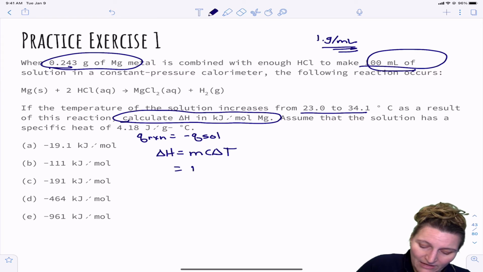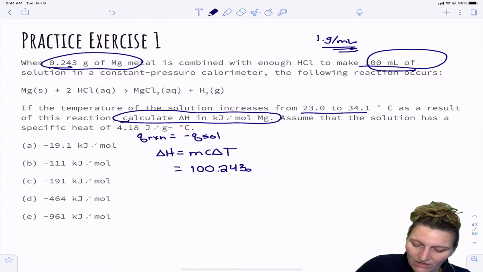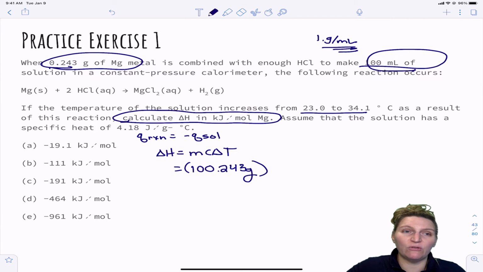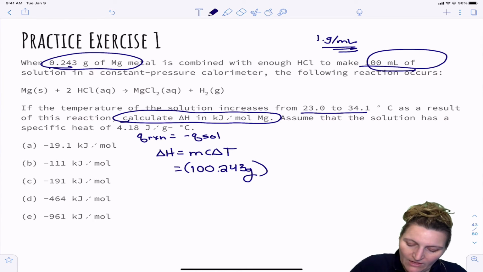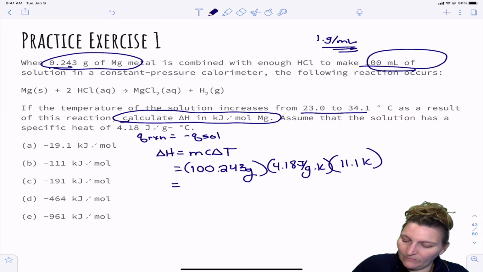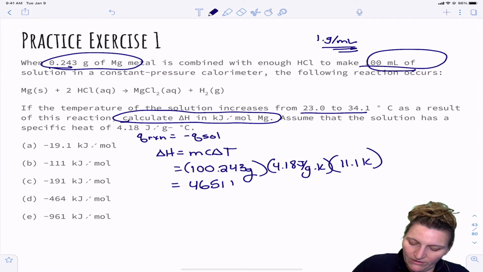So that means that the total mass, and a lot of students do not get this, the total mass of the solution has to be the mass of everything that you put in, right? Mass is not created nor destroyed. Energy is not created nor destroyed. So when I put 100 milliliters of solution, which would weigh 100 grams, and the 0.234 grams of magnesium, yes, that is going to increase the number a bit. The C was 4.18 joules per gram Kelvin, and the change in temperature was 11.1 Kelvin or degrees Celsius. So when I do that, my solution increased by 4651 joules.